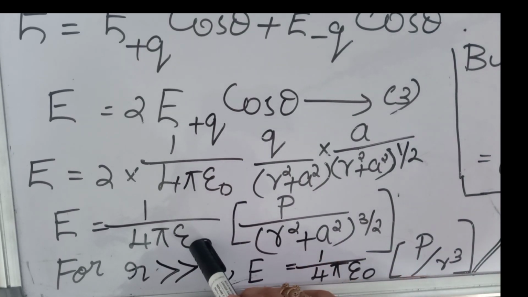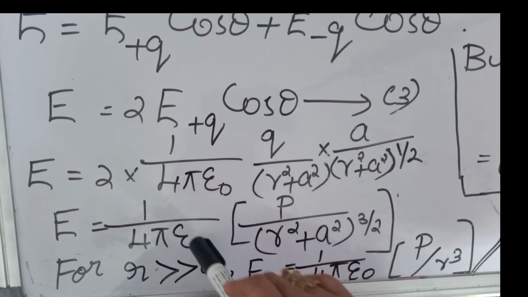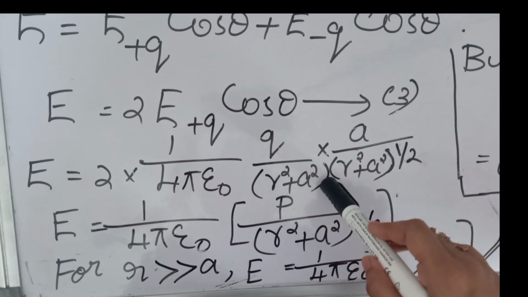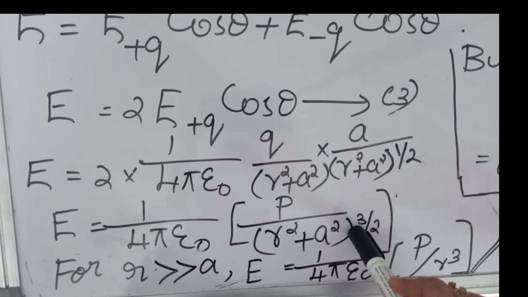So 1 by 4 pi epsilon 0 can be written in a similar way. 1 by 4 pi epsilon 0 into P divided by R square plus A square whole raised to 3 by 2. Clear?